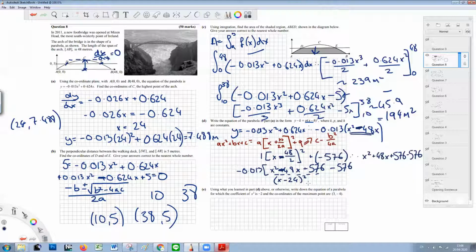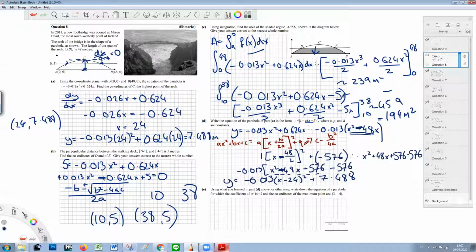Multiplied by, or sorry, minus. And this bit, minus 0.013, is going to become very small. It's going to become 7.488, and it's going to become a plus, so plus 7.488, and you want to leave that other minus 0.013 in front. And y is equal to this.